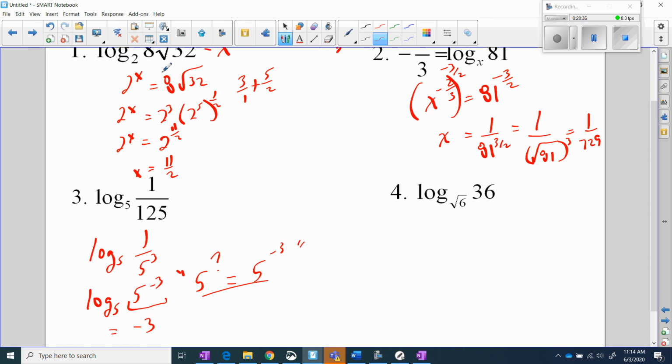Now you could do it like this one. Make it equal x. 5 to the x equals that. Solve it as an exponential equation. Same thing.